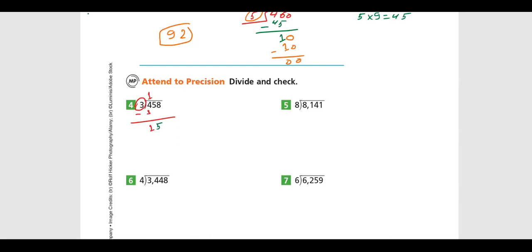So how many 3 in 15? It's 5. 5 times 3 is 15. Subtract, it will be 0. Copy down 8. How many 3 in 8? 2. 2 times 3 is 6. Subtract, it will be 2. So the answer is 152. Remainder is 2.